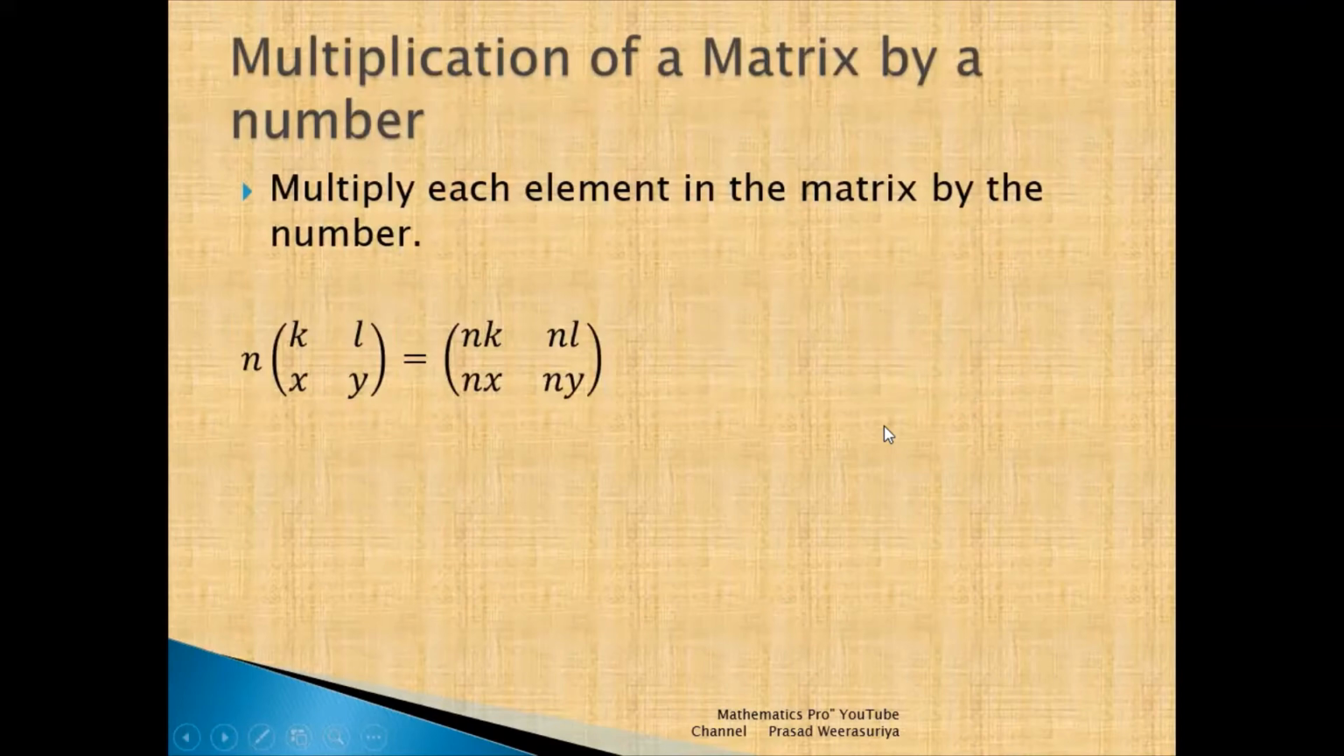Multiplication of a matrix by a number. Multiply each element in the matrix by this number. n times k, nk. n times l, nl. n times x, nx. n times y, ny. Then the resultant matrix will be like this.